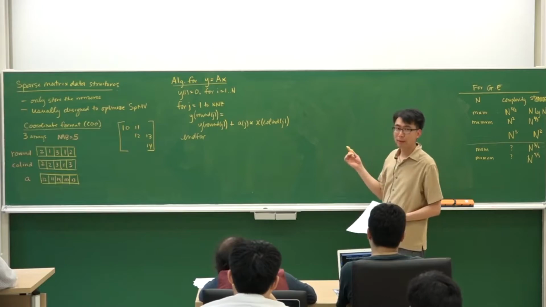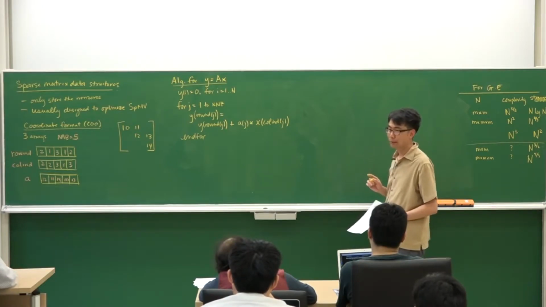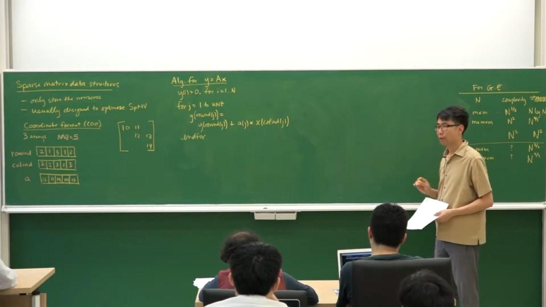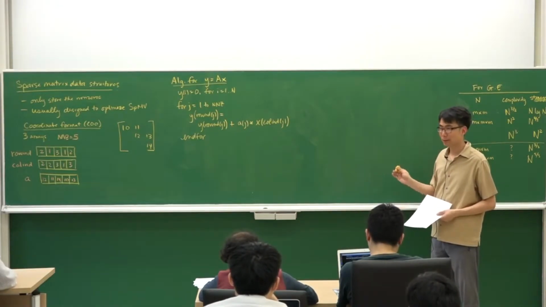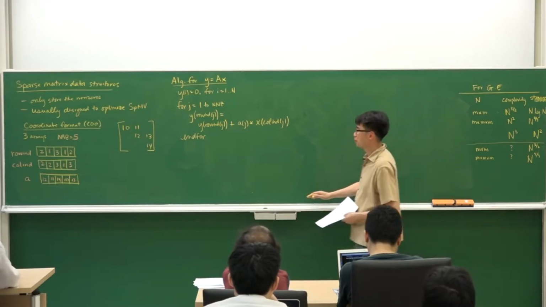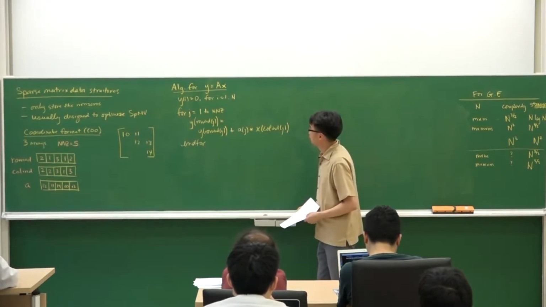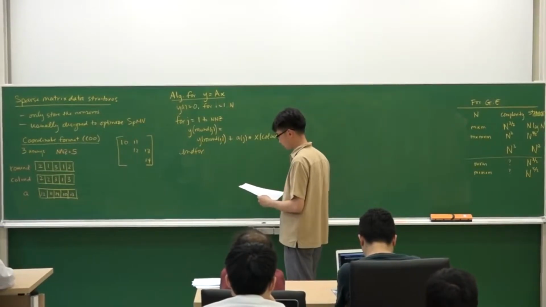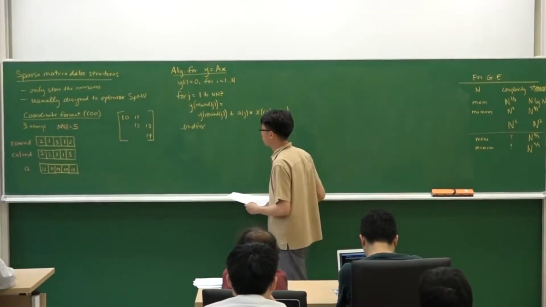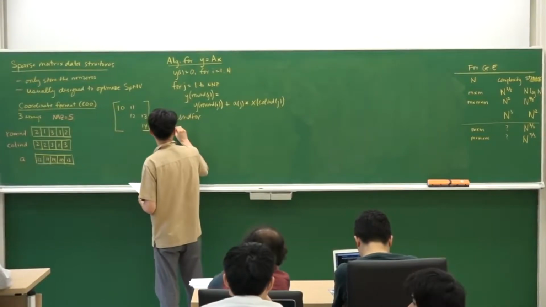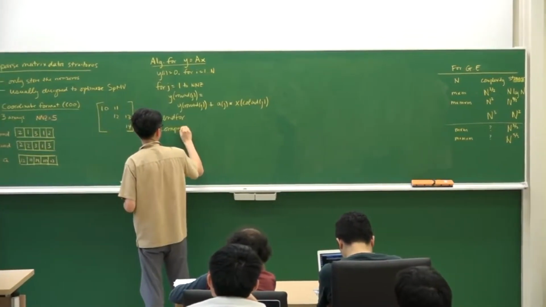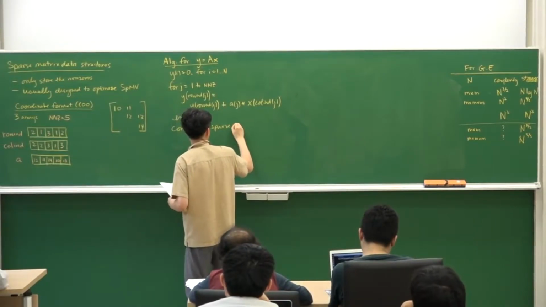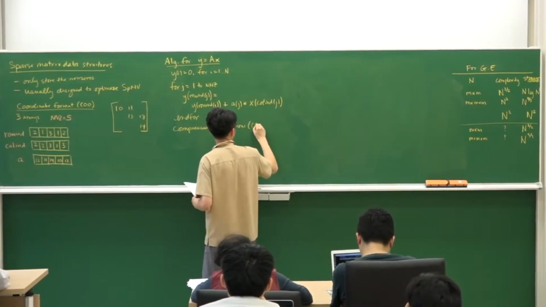So that's the coordinate format. Let me talk now about another format called the compressed sparse row format. Very well-known format, probably the most well-known and most used format. So compressed sparse row, CSR format.